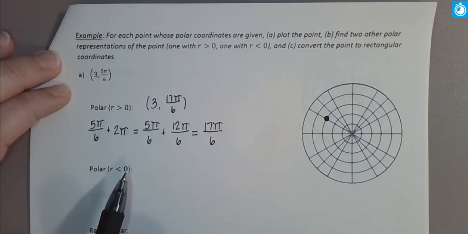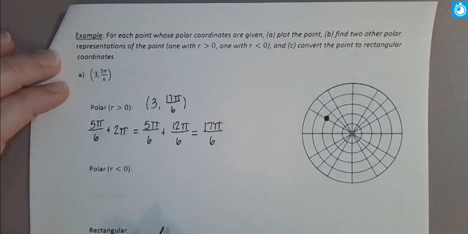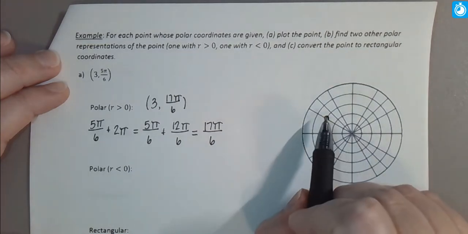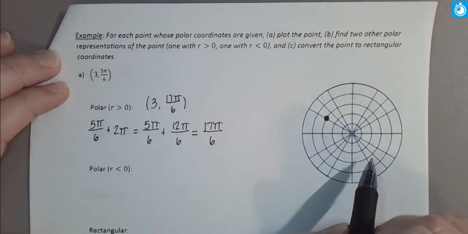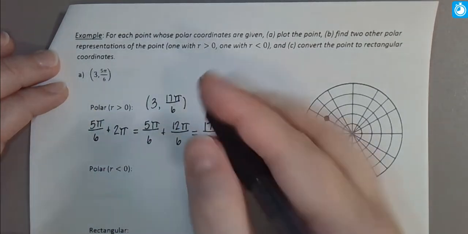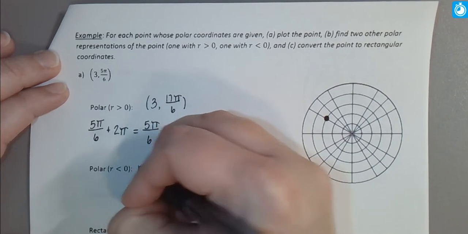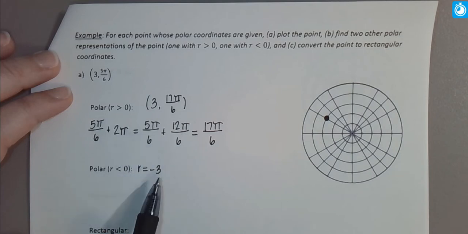Now, what if we wanted r to be negative? This is where having the graph is going to be handy. Again, this particular point is on the third ring, which means the only options for r are either going to be 3, or in this case, r is going to be negative 3. That's the only way we can end up on the third ring when we graph using polar coordinates. But what would an associated value for theta have to be if r is negative 3?